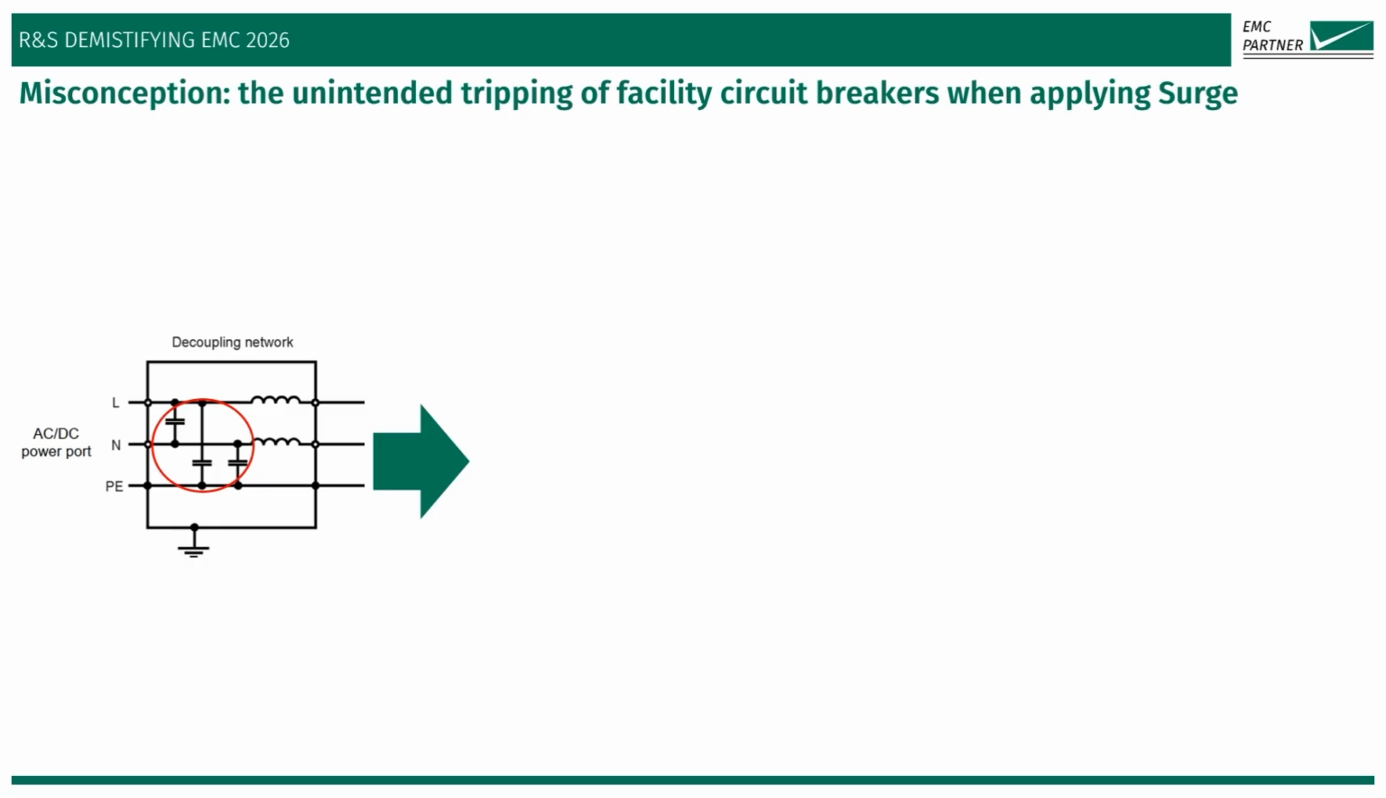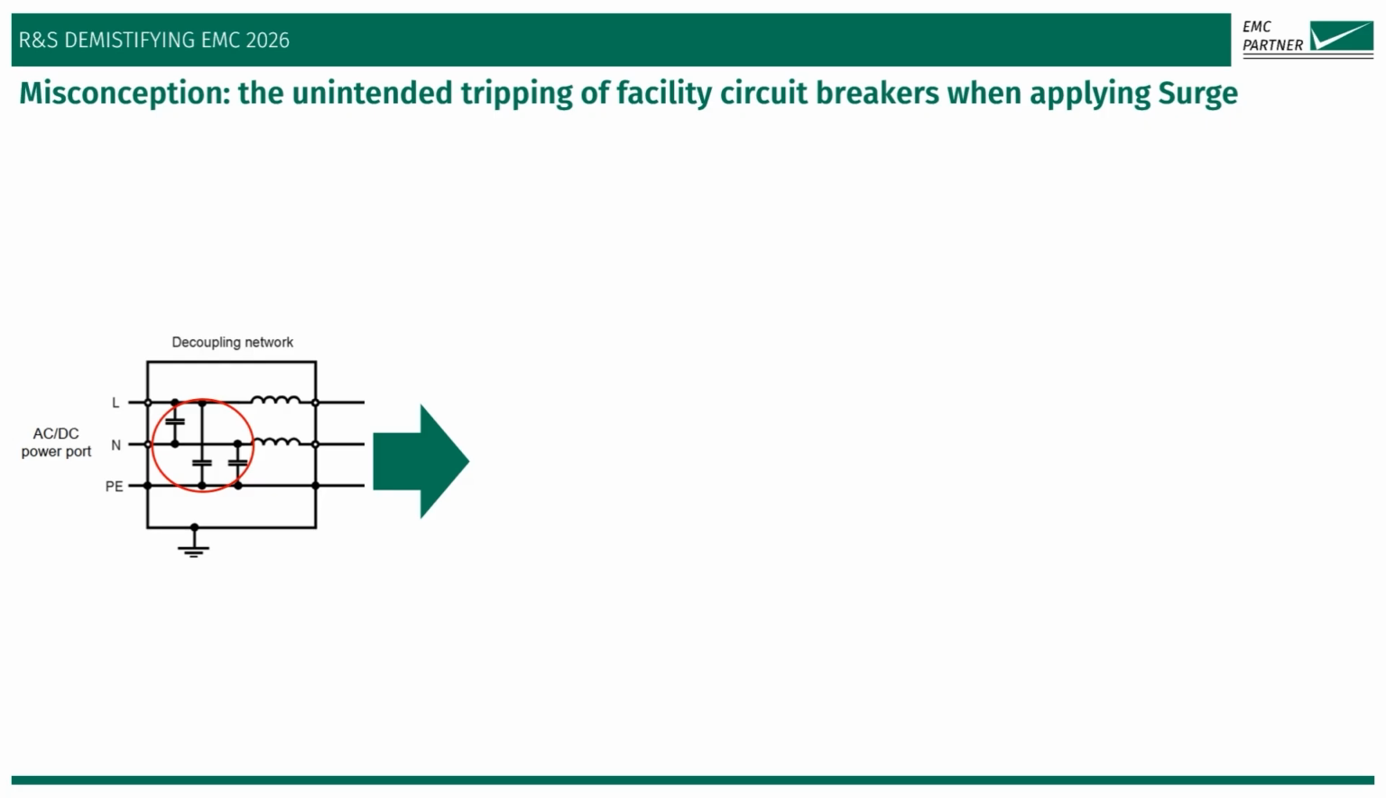This slide addresses a critical practical challenge in surge testing according to the surge standard, which is the unintended tripping of facility circuit breakers. The common misconception is that a tripping breaker indicates a damaged or short-circuited surge generator. In reality, this is often caused by the coupling decoupling network, the CDN, itself. The CDNs contain high-pass filters with large capacitors. These capacitors allow a significant amount of current to flow to the protective earth during the impulse. Safety devices like residual current circuit breakers detect this as a leakage fault and trip to protect the circuit, halting the test.